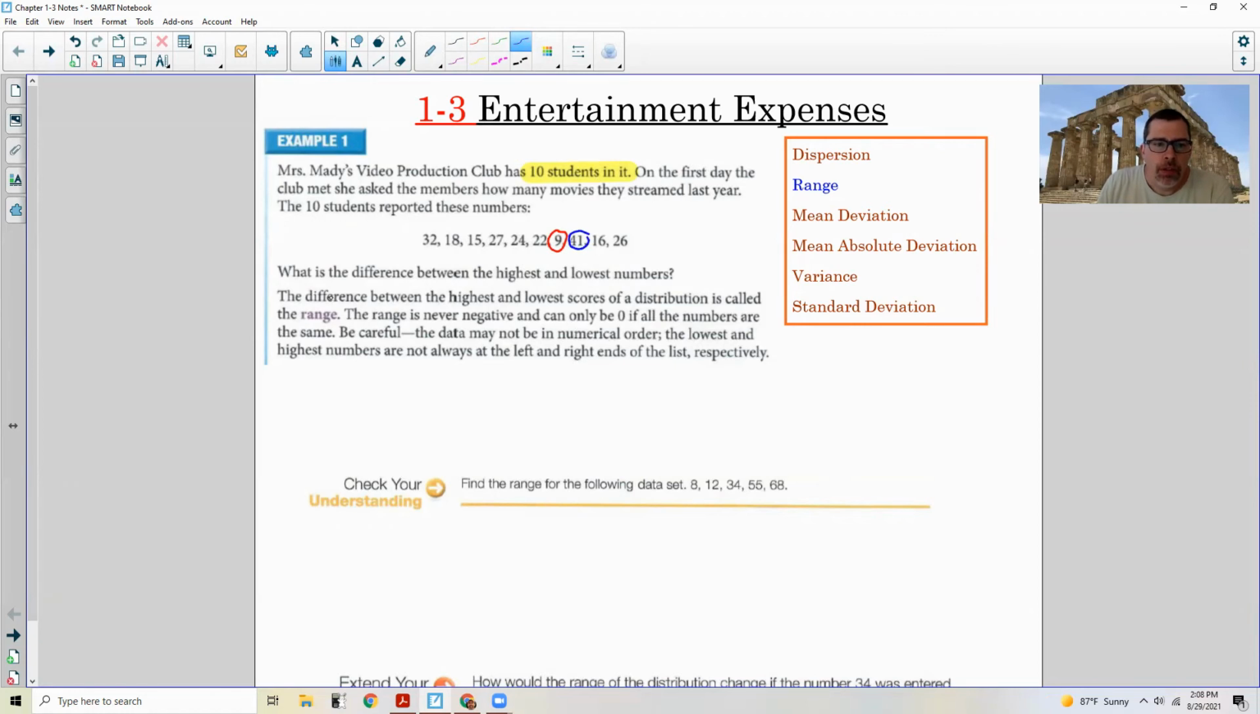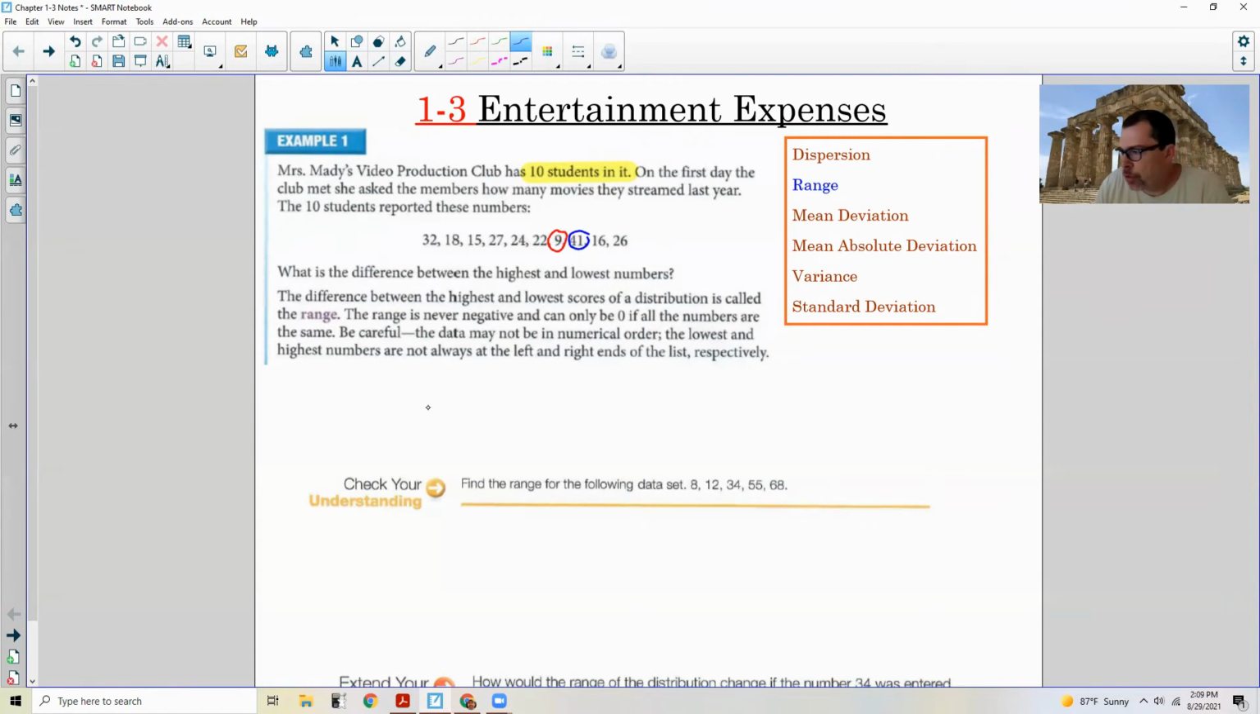extremes. So the difference between the highest and lowest scores of a distribution is called the range. The range is never negative and can only be 0 if all the numbers are the same. So if these were all 32, and it goes from 32 to 32, 32 minus 32 is 0. And they said it cannot be negative, so you would never subtract the smallest from the biggest. So be careful, the data may not be in numerical order, as I stated already. The lowest and highest numbers are not always at the left and right ends of the list, respectively.